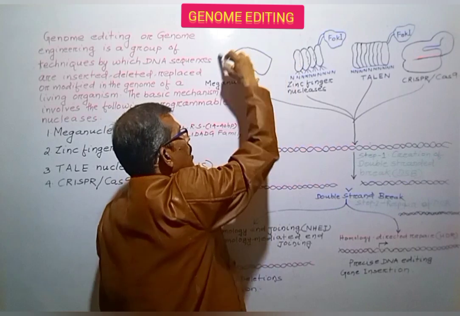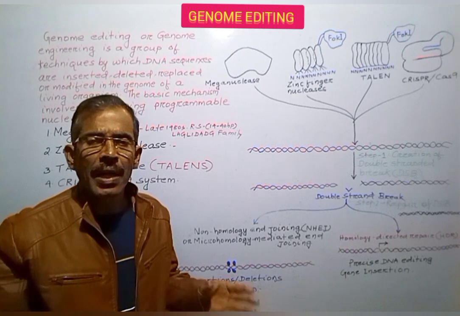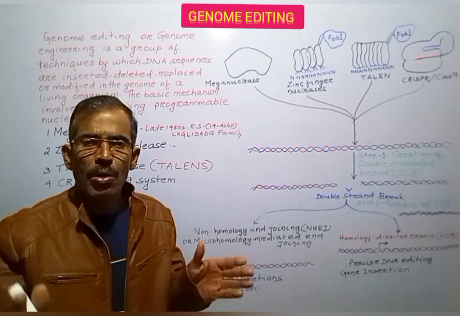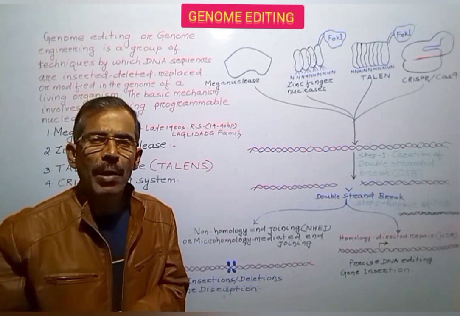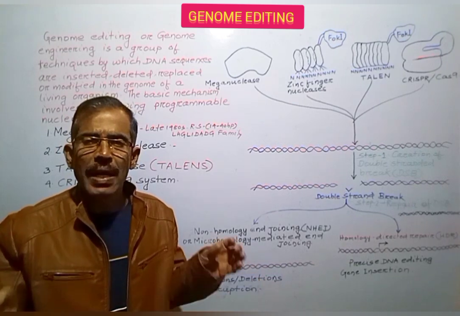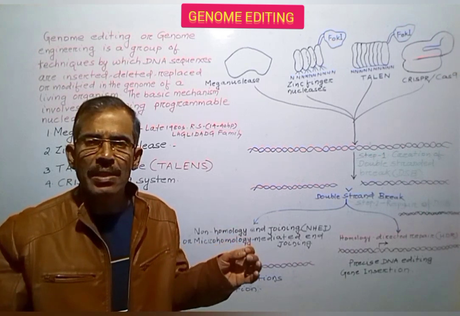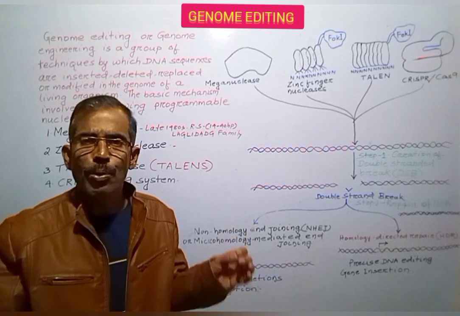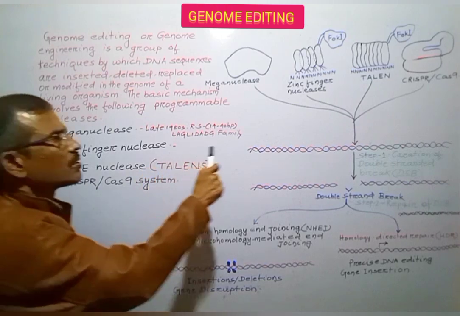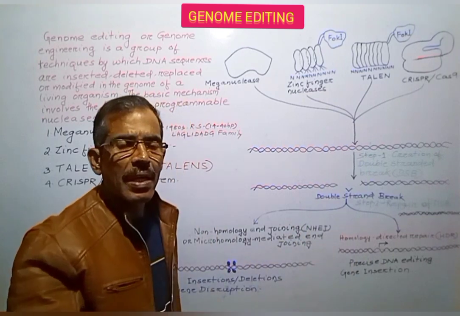Meganucleases are naturally occurring restriction enzymes. They were first discovered in the 1980s. These enzymes are characterized by long cleavage sites which are about 14 to 40 base pairs long. The most widespread and best known meganucleases are members of the LAGLIDADG family of proteins.